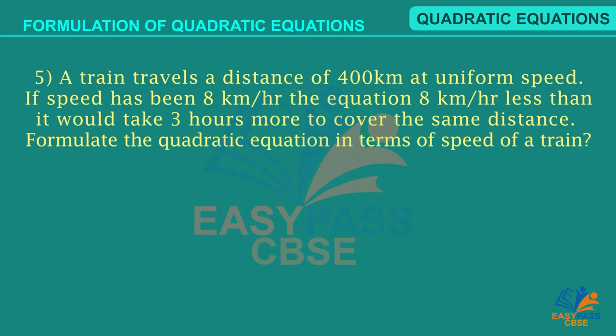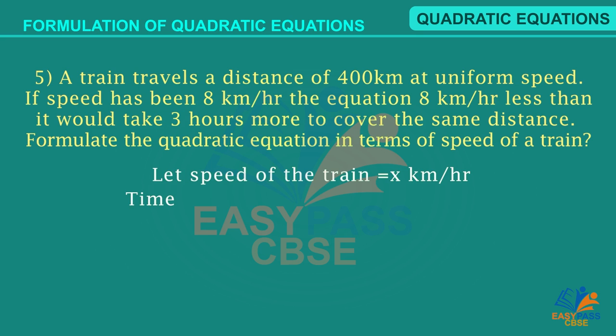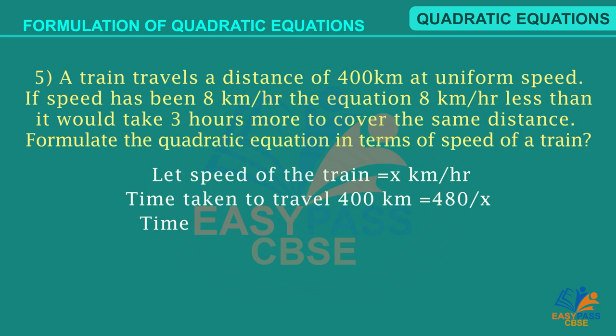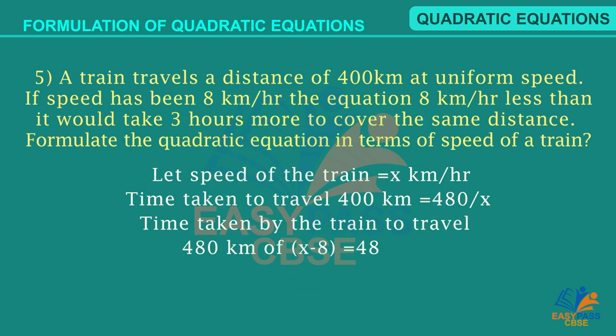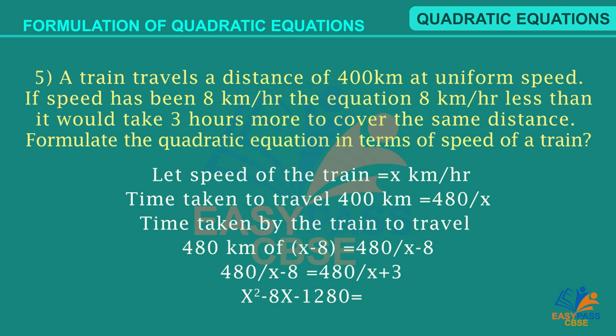So we need an equation in terms of speed. So let the speed of the train be x kilometers per hour. Time taken to travel the distance 480 kilometers is 480 by x. Time taken by the train to travel the distance 480 kilometers with the speed x minus 8 is 480 by (x minus 8) hours. Now what is given? 480 by (x minus 8) is equal to 480 by x plus 3. On simplifying, we get x square minus 8x minus 1280 is equal to 0, which is the required quadratic equation.